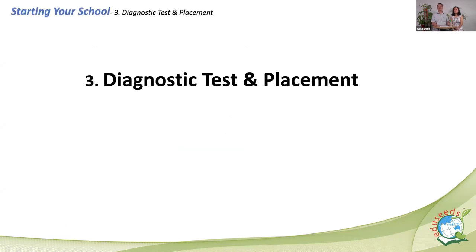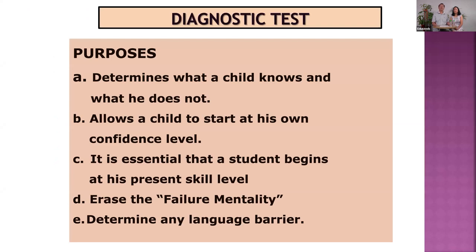So, diagnostic test and placement. I shared this already. It determines what the child knows and what he does not. It allows the child to start at his own confidence level. So, you have already understood that we're now going to classroom. If it's classroom, then you may have to adjust the child's diagnostic test to fit closest to his class level. Meaning this, he is 12 years old, but he failed all grade 5. You cannot put him at grade 6. The best is you have to put him at grade 5.